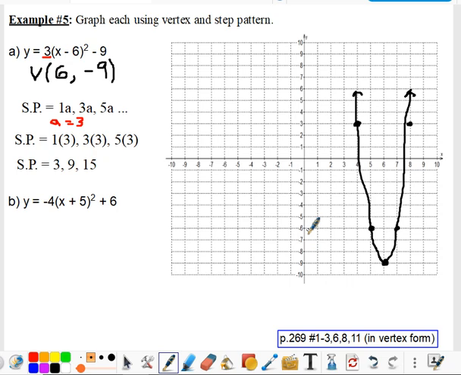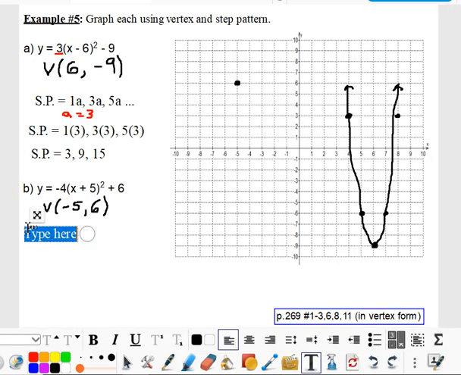Now the next one here, we have y equals negative 4 times x plus 5 squared plus 6. The first thing we do is we pull out the vertex, and in this case the vertex is negative 5, comma, positive 6. And we can go ahead and plot that if we like. Negative 5, positive 6, and we plot the point right there. That's our vertex.